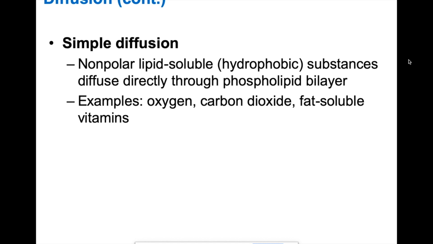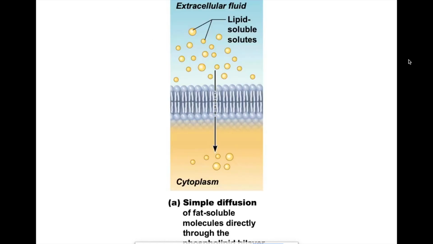This would be an example of facilitated diffusion because they are too large to pass straight through the membrane itself. So again, simple diffusion: we have our nonpolar, lipid-soluble, hydrophobic substances that are able to go directly through the phospholipid bilayer. Like I said, this is like gases. We have oxygen, carbon dioxide, fat-soluble vitamins as well. Here's what that would look like.